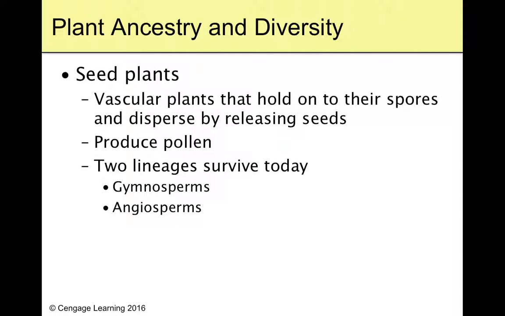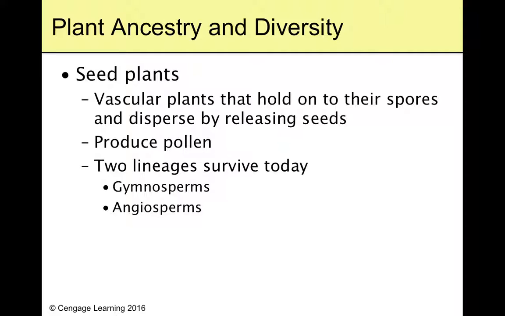Seed plants are vascular plants that hold on to their spores and release them as seeds. That's a really good strategy. This works in flowers, this works in conifers, and they're going to produce pollen. There are two lineages that we still have today, which are massive groups. The gymnosperm: gymno means naked, and sperm means seed. So the naked seed, they're called that because their seeds are not enclosed within a fruit. Gymnosperms are pine trees and spruce trees and those kinds of guys.